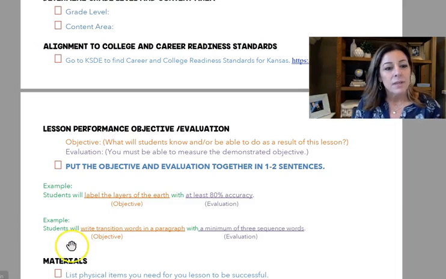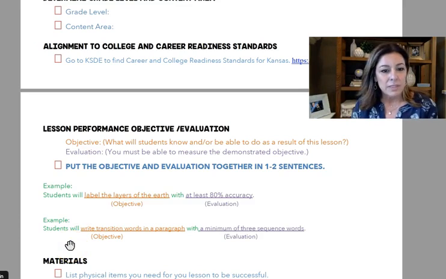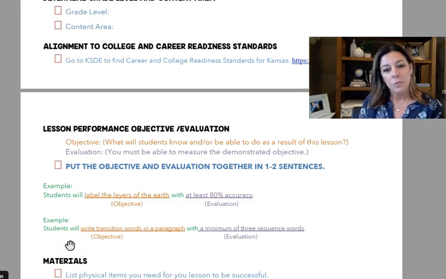Another example, students will write transition words in a paragraph with a minimum of 3 sequence words. So a transition and a sequence word are the same. So that's just saying each sentence or each paragraph will need 3 sequence words. So that would be easy for a teacher to count and decide on that percentage and how they did.